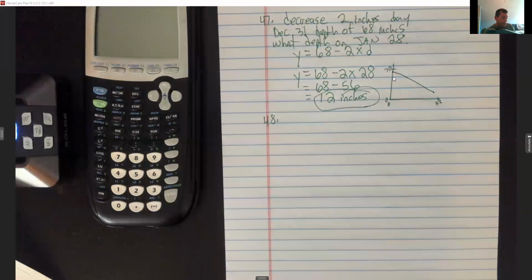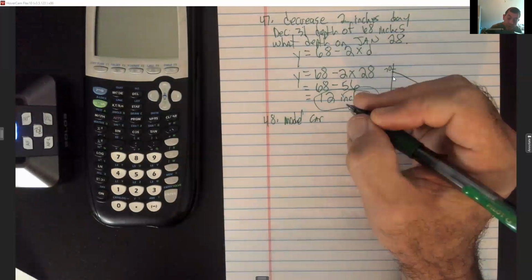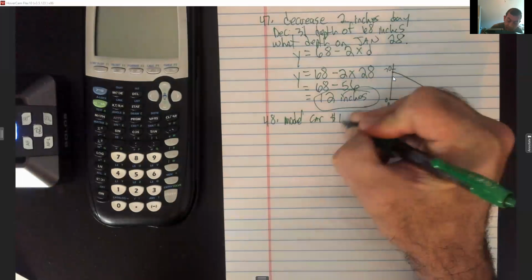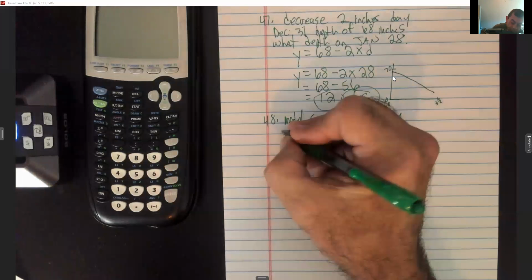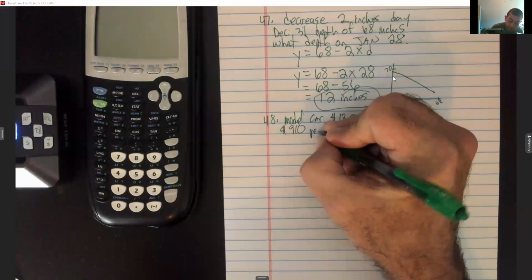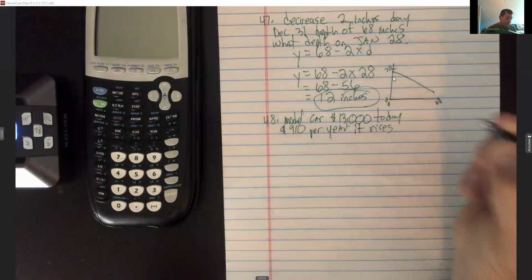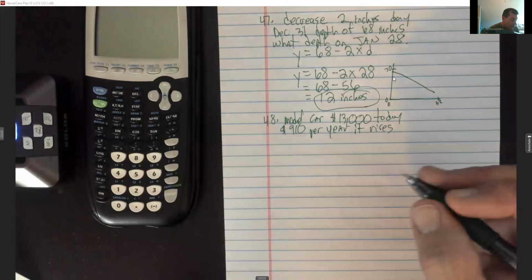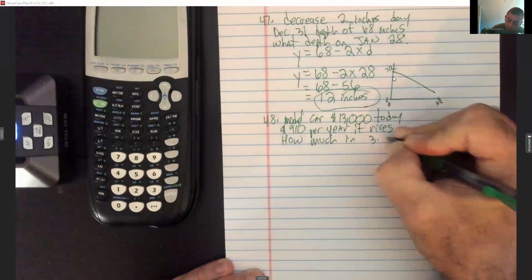All right, the last one. The following situation can be modeled by a linear function. Write an equation for the function and use it to answer the questions. Be sure you clearly identify the independent and dependent variables. The price of a particular model car is $13,000 today. It rises with time at a constant rate of $910 per year. And then they want to know, how much will a new car of this model cost in 3.2 years?